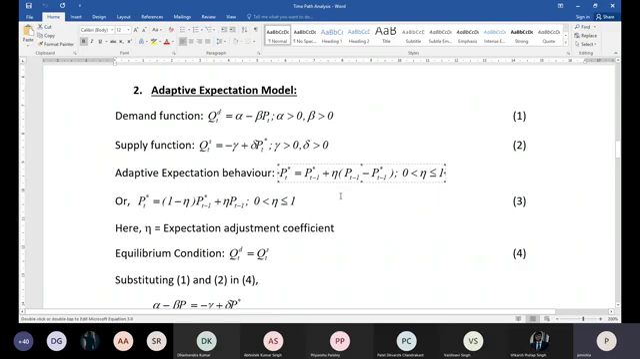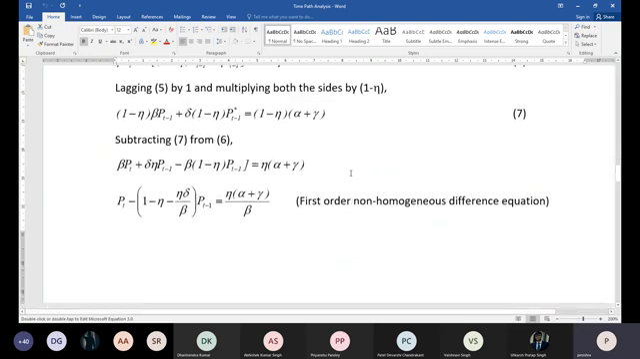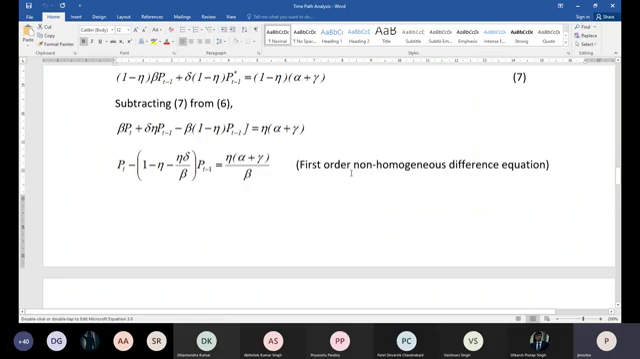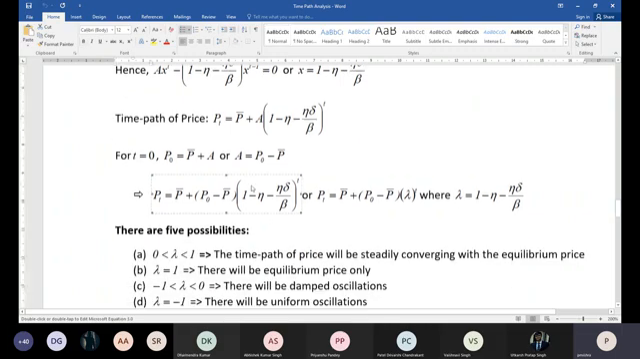I'm not getting into that detail. If you have interest, you can read some books or some materials on adaptive expectation behavior. But importantly, by using this adaptive expectation behavior, again, we can get the time path of price. The solution approach is the same. I'm not repeating that. The time path of price is this.